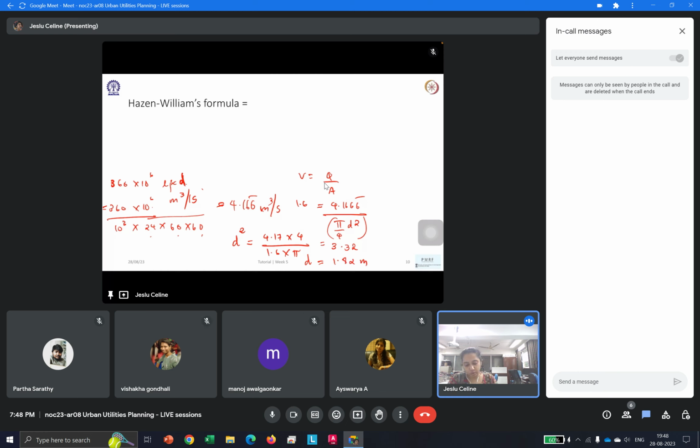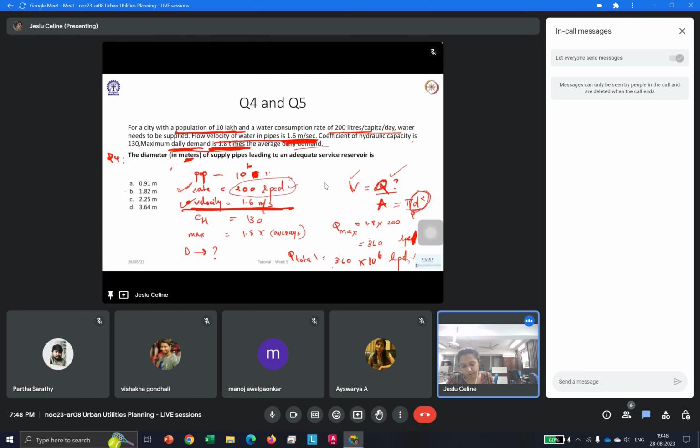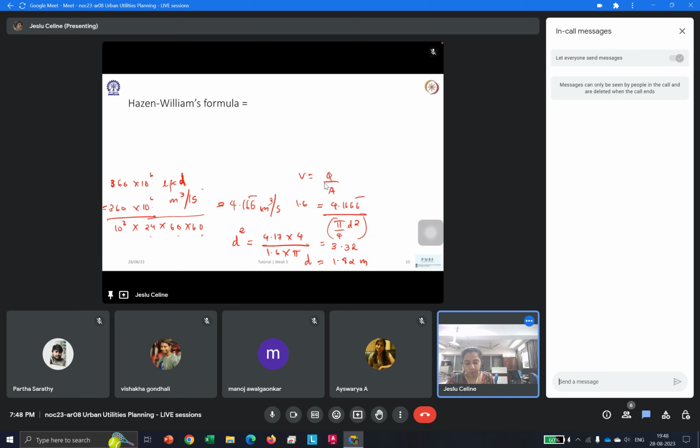So is it there in any of our options? Yeah, option B, 1.82. So this is the answer. This is very simple to find. We are just using a very simple formula: velocity is equal to discharge by area. Okay, so let's go to the next part of this.